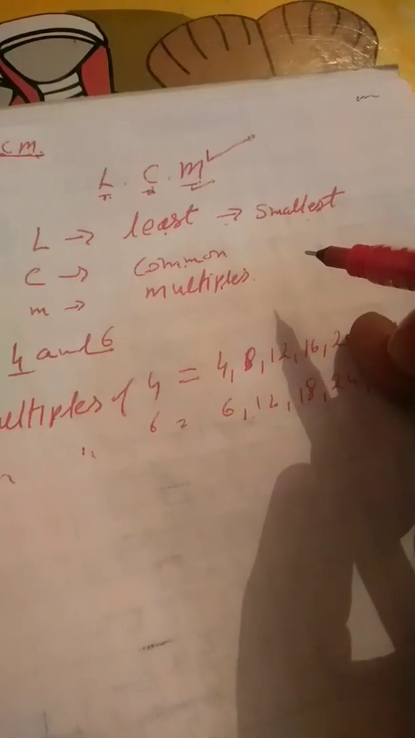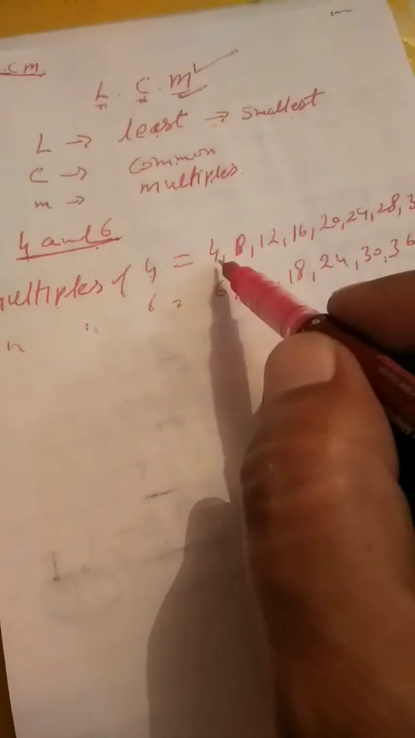So students, how can we find the least common multiple? It means the multiple which is common and is the smallest one. Let us take an example, 4 and 6. We have to find the least common multiple of 4 and 6. So in the LCM, what do we have to find first? Multiples. So we will find the multiples of 4 first. Multiples of 4: 4, 8, 12, 16, 20, 24, 28, 32, 36. And which are the multiples of 6? 6, 12, 18, 24, 30, 36.